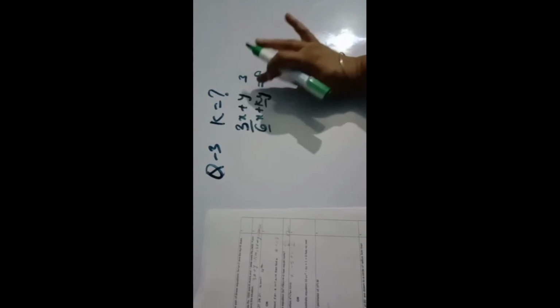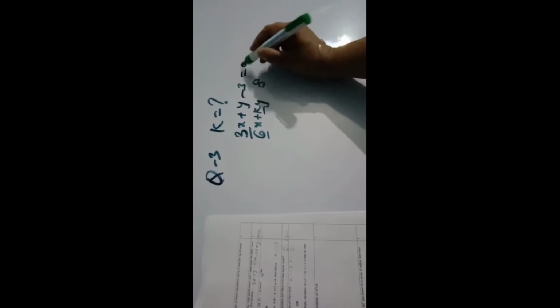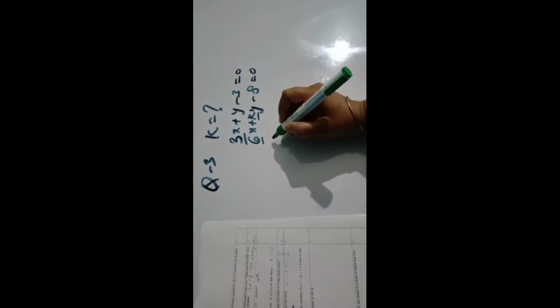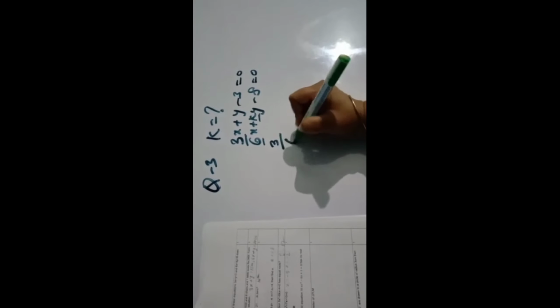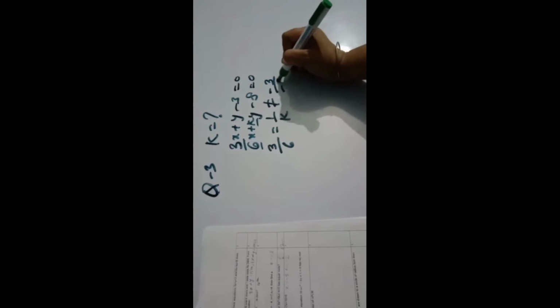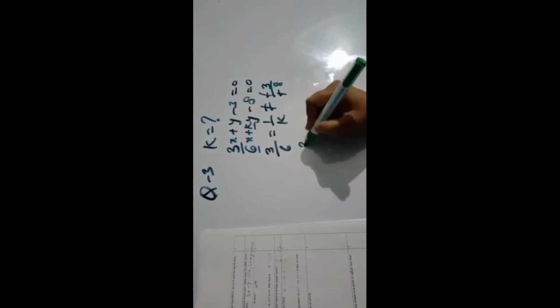Firstly you have to take everything to one side, so minus 3 will come and minus 8 will come. Now the condition for no solution is 3 over 6 should be equal to 1 over k. The coefficient of y, nothing is there, so you will write 1 here, not equal to minus 3 over minus 8. So 3k is equal to 6, so k will come 6 over 3, that is 2. So the answer is k is equal to 2.